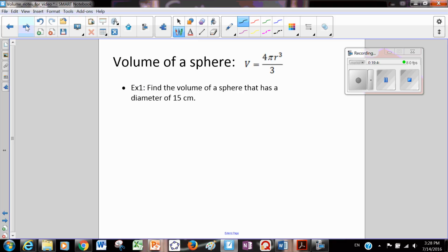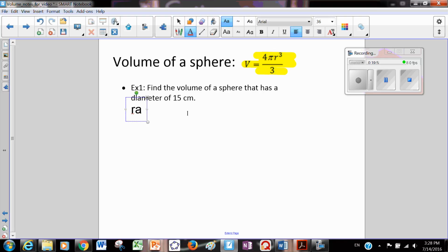2 more on a sphere. The sphere is a little easier. You have one formula for the sphere. Make sure that you don't get mixed up. Find the volume of a sphere that has a diameter of 15. If there's a diameter of 15, the radius is equal to 15 divided by 2, right? So the radius is 7.5 centimeter.